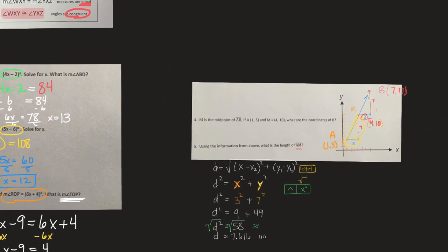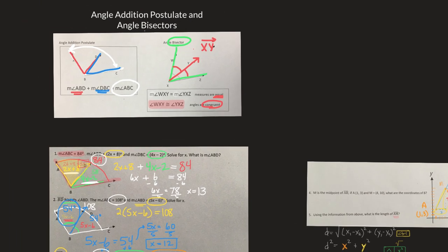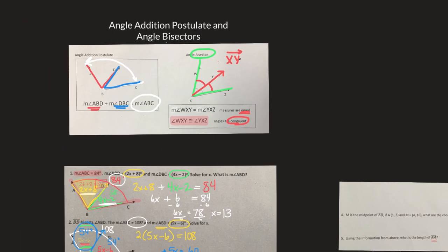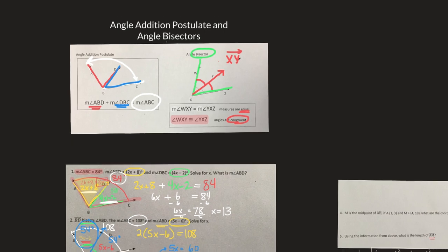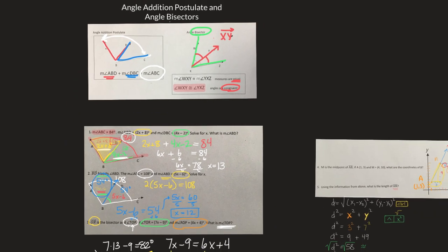So, summing up, we have angle postulates, bisectors, and we have some midpoints. Either way you do it, you set up your problem, you make some algebra, you solve for your variable, and then you use that variable to find something out about your picture.